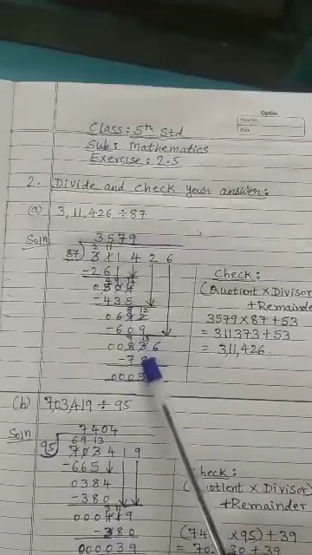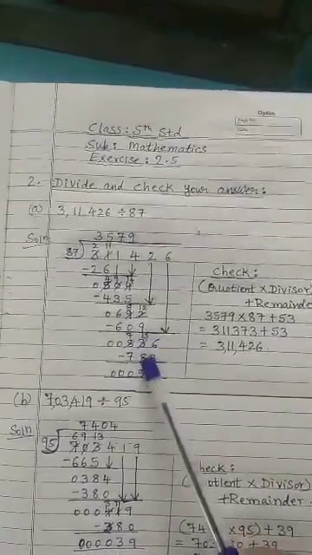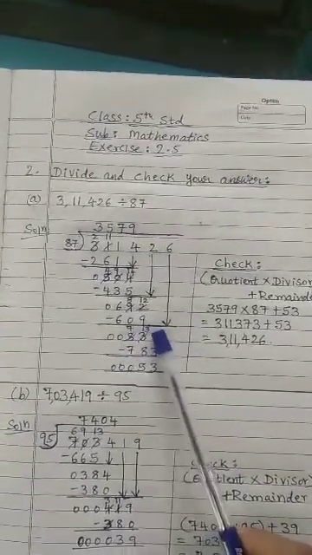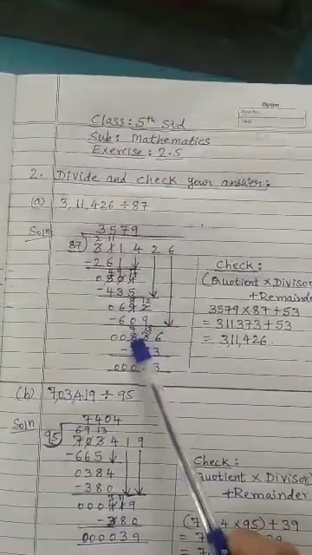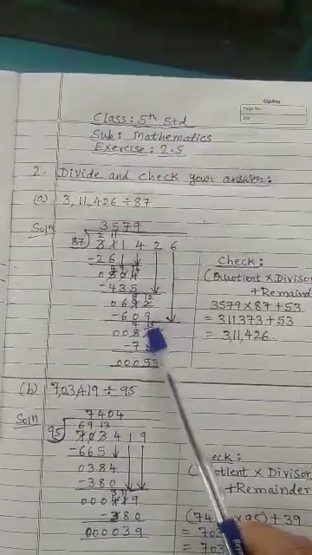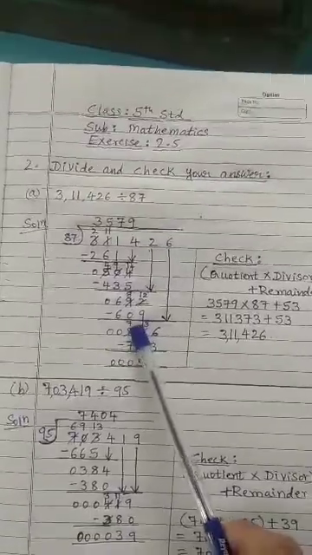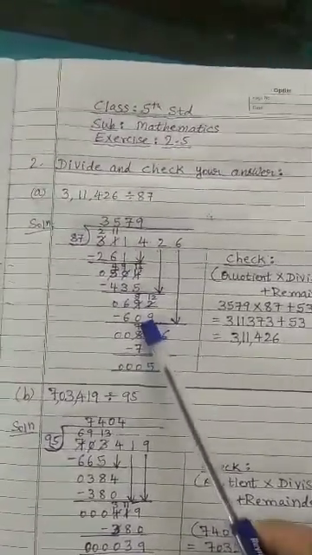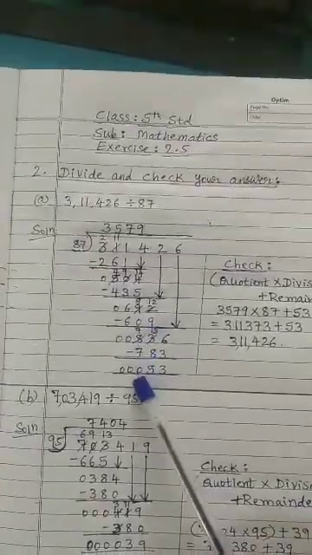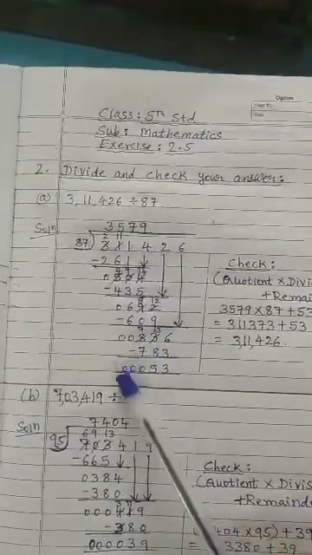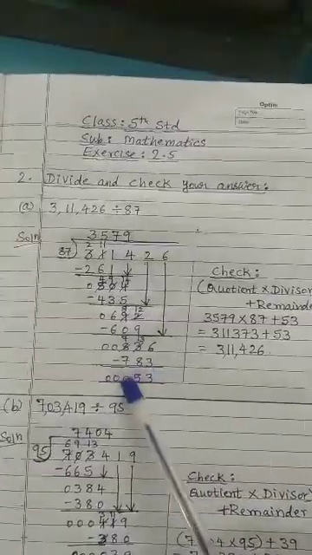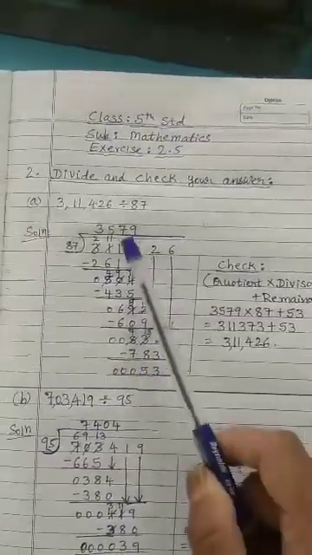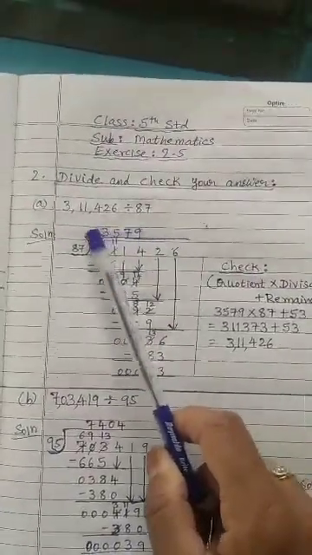3 minus 8 you cannot, because 3 is smaller than 8. Borrow 1 from 8 on this side. It becomes 13, whereas this will become 7. 13 minus 8 is 5. Here 7 is there. 7 minus 7 is 0. Remaining here also 0. So what is this called? A remainder. 53 is the remainder. This is called the quotient.